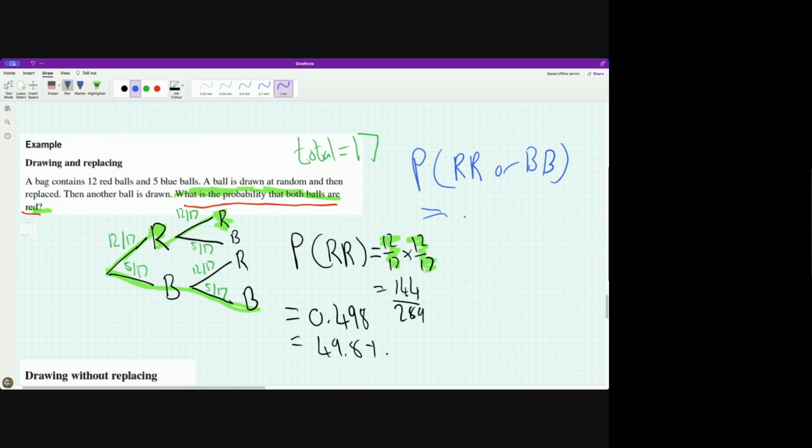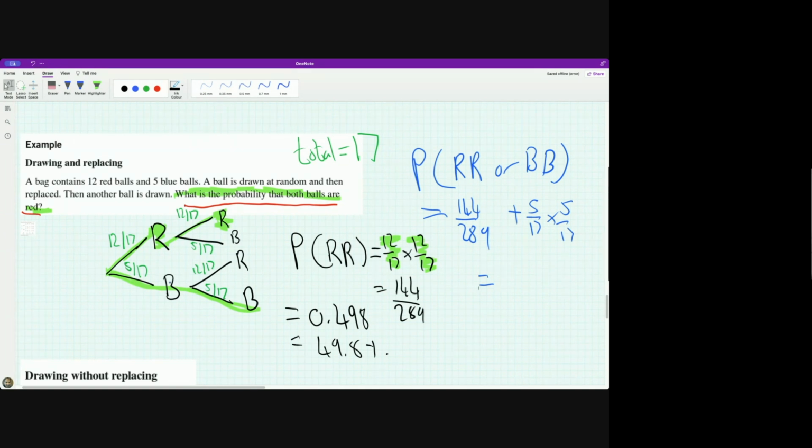That's the question. Now, if I think of what we did last time, didn't we just add them together? And we already have the red one. It's 144 over 289. Now, what would the blue one be? I think it's just 5 over 17 times 5 over 17. Because that's what this branch does. So let's do that. 5 divided by 17.